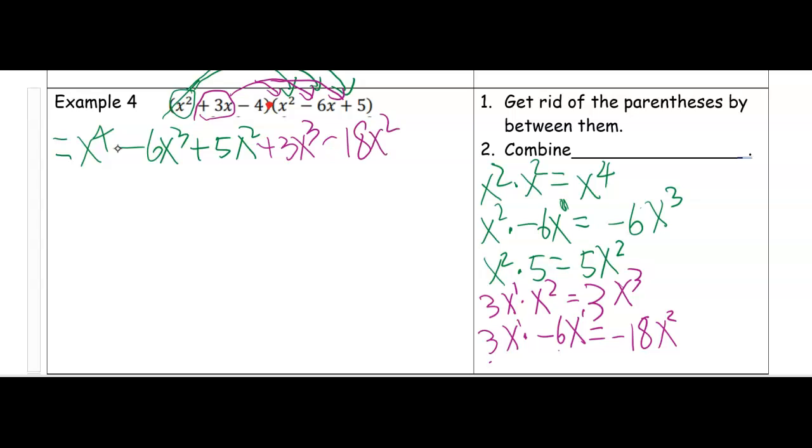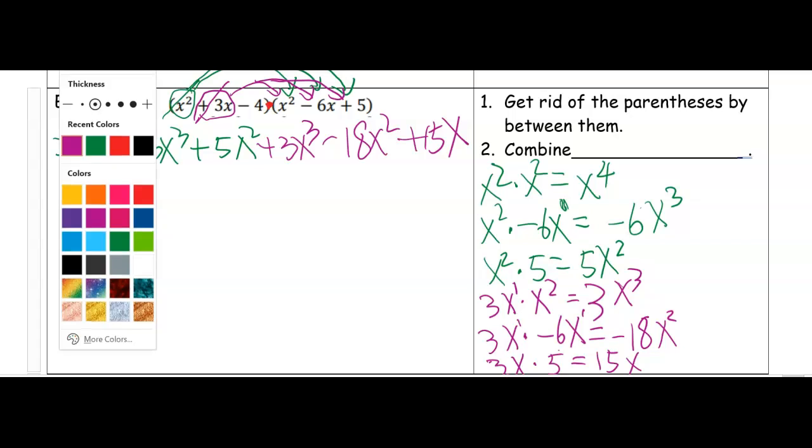Next arrow is 3x times 5. Number part, 3 times 5 is 15. X part is only x, copy it down. So it's positive 15x. Yeah? So we finished distributing the second guy in the first house.